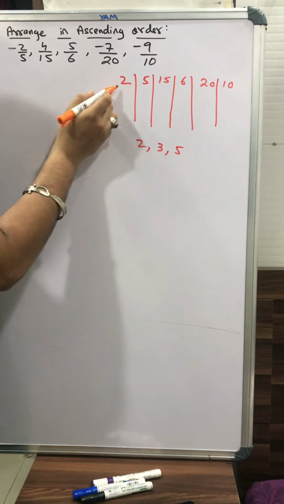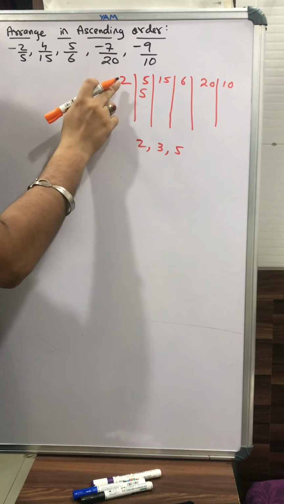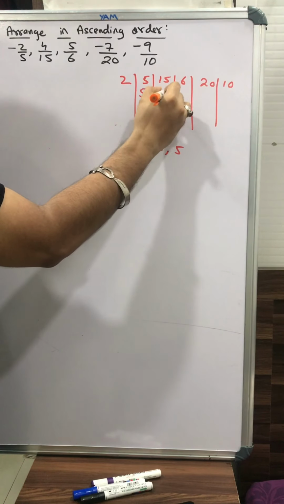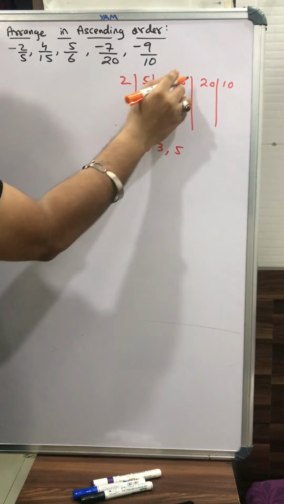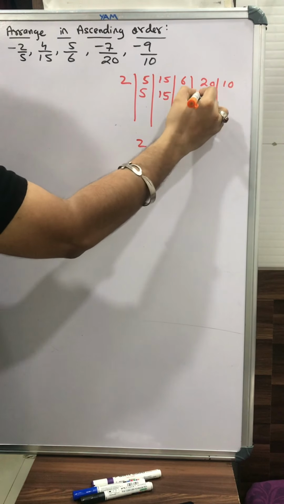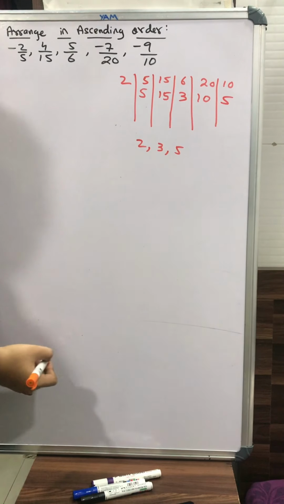Does 2 go in 5? No. So the same 5 will be copied. Does 2 go in 15? No. So same 15 will be copied. Does 2 go in 6? Yes. 2 3s are 6. Does 2 go in 20? Yes. 2 10s are 20. Does 2 go in 10? Yes. 2 5s are 10.